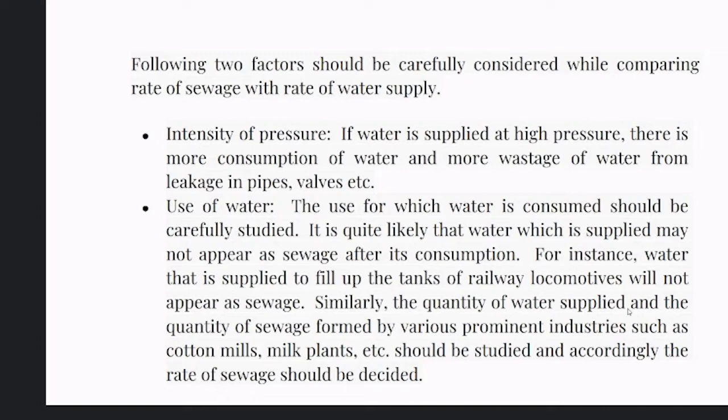So for the use of water, the use for which water is consumed should be carefully studied. It is quite likely that water which is supplied may not appear as sewage after its consumption. For instance, water that is supplied to fill up the tanks of railway locomotives will not appear as sewage. Similarly, the quantity of water supplied and the quantity of sewage formed by various prominent industries such as the cotton mills, mill plants, etc. should be studied and accordingly the rate of sewage should be decided.